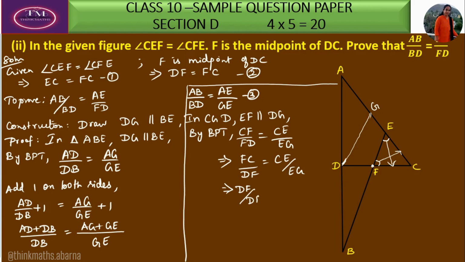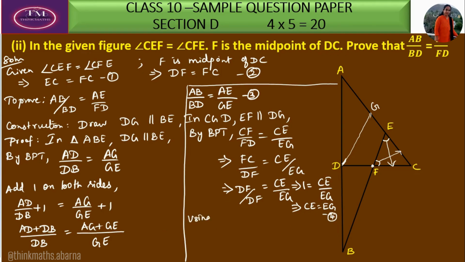So DF by DF equal to CE. What is CE? CE is FC. So instead of CE, you can write FC. Now what happened? DF by DF gets cancelled and it is equal to 1. So this means 1 is equal to CE by EG. Now what happens? Just cross multiply. So if you cross multiply, you will get CE is equal to EG. Okay. So here GE and EG are both same. So let me name this as 4.